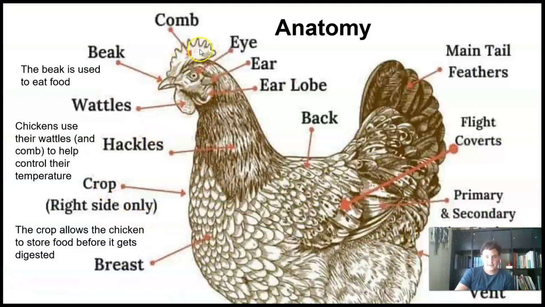So starting from the top up, you have the comb and the wattles. Those are the red fleshy parts you'll see on a chicken. Those are used to help control their temperature. They help it cool off when it's warm and warm up when it's cold. The beak they use to eat their food.